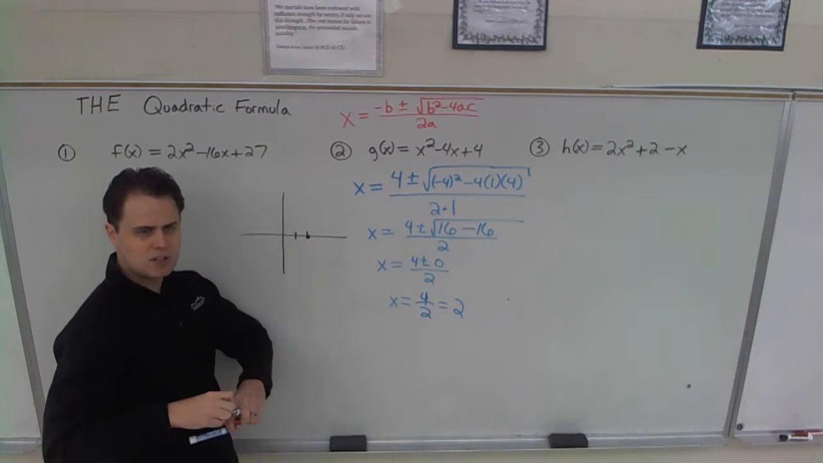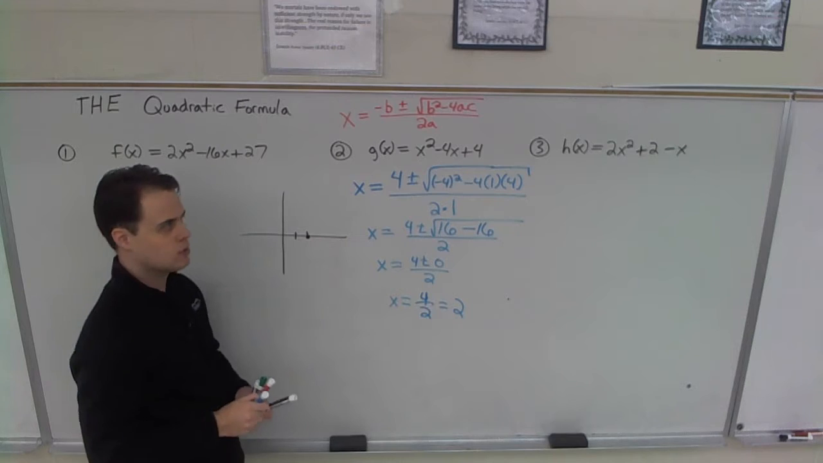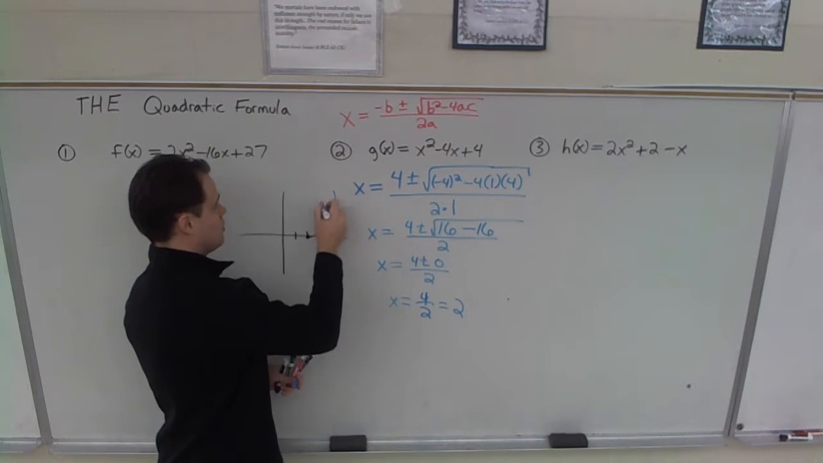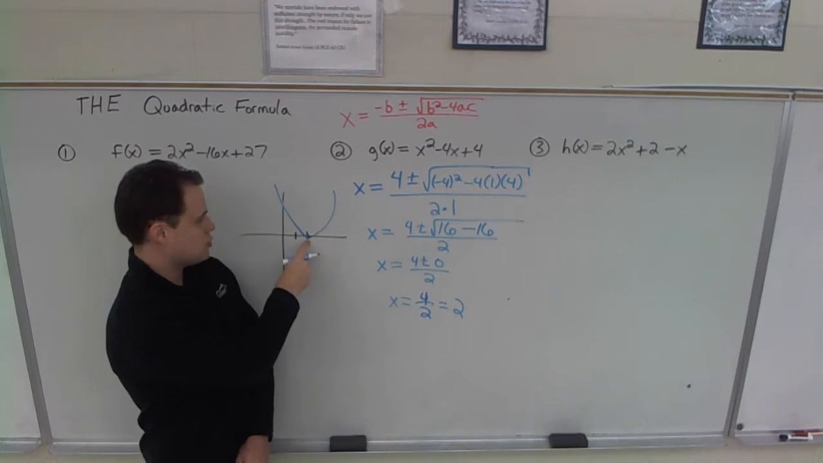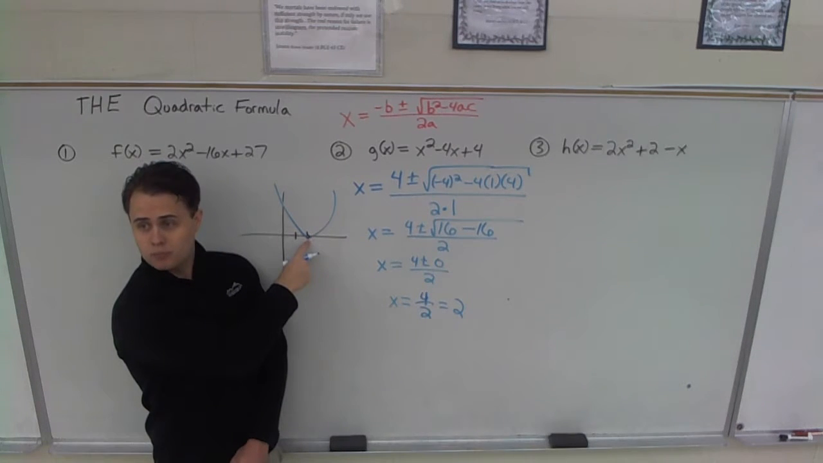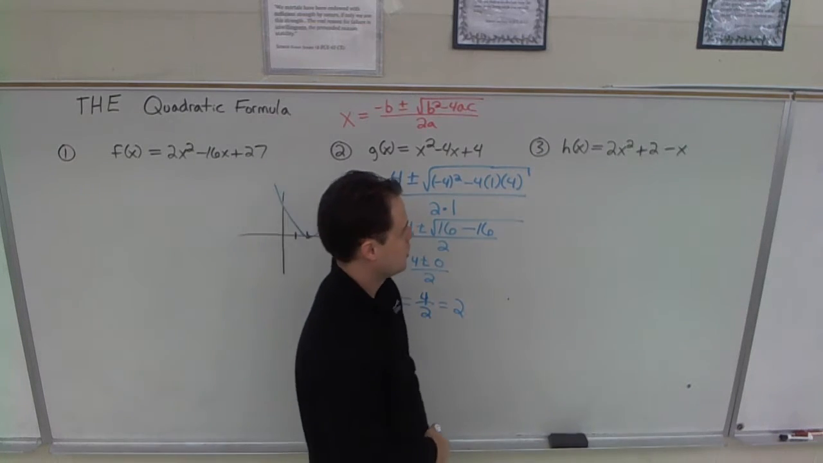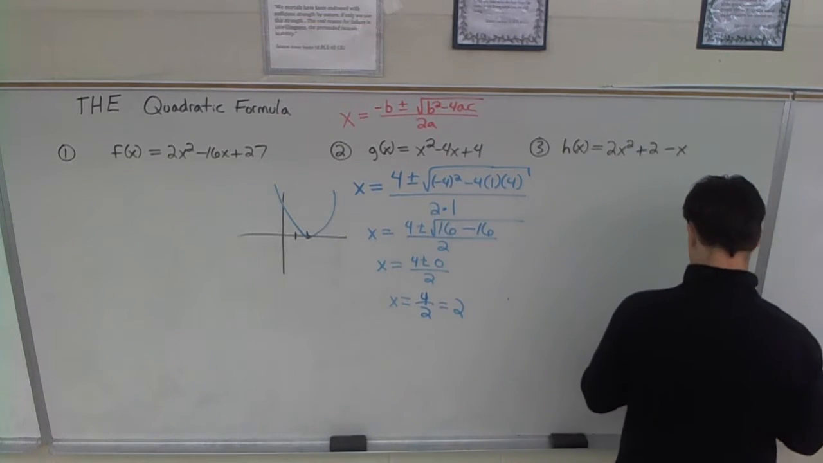And is this parabola facing up or down, guys? That says it's facing up. When you have 1, 0, that 0 is also the vertex. So that's what we're going to talk more about on Monday. All right? So let's look at the last one, h of x.